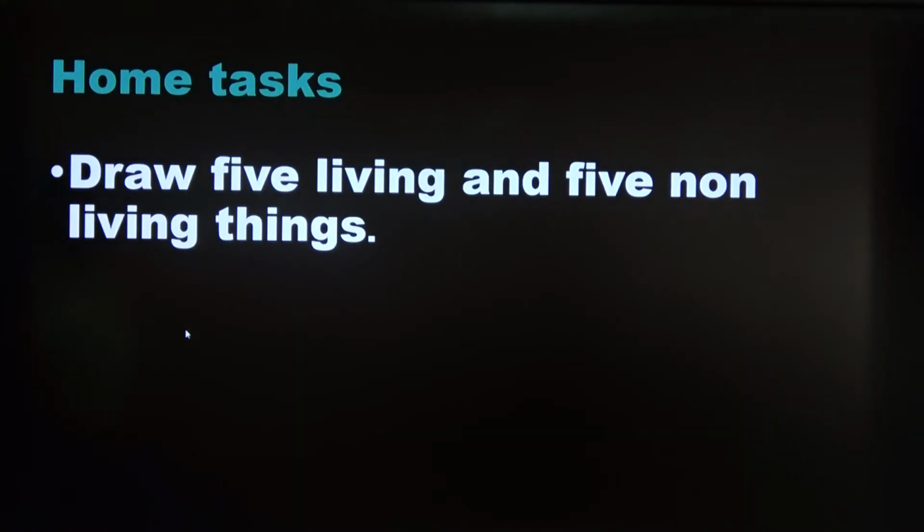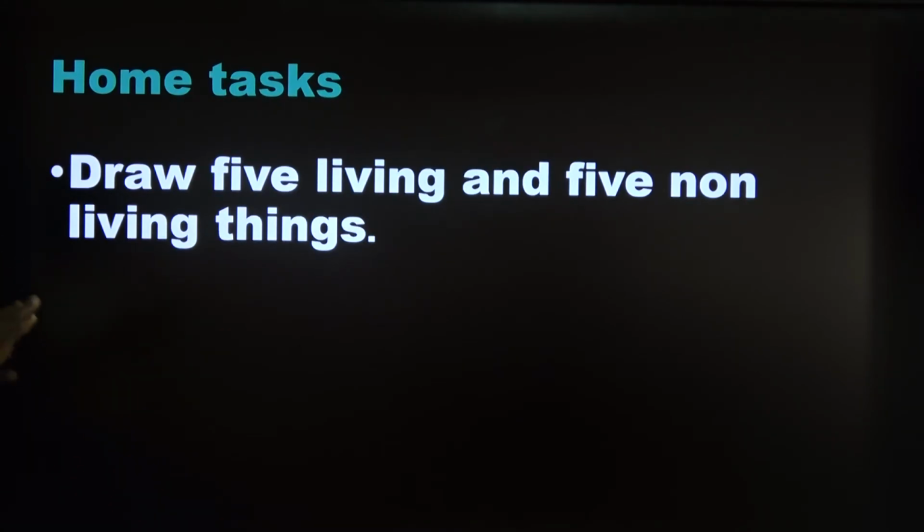Home tasks. You also take your book and then draw. You draw 5 non-living things and then you draw 5 living things in your books. Please don't use the example that I've done. You have to go around, search for more examples of non-living things and living things. You have to write your own.